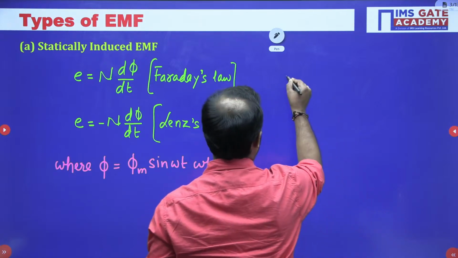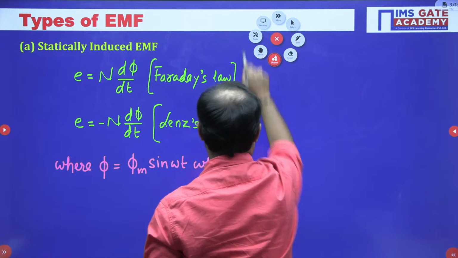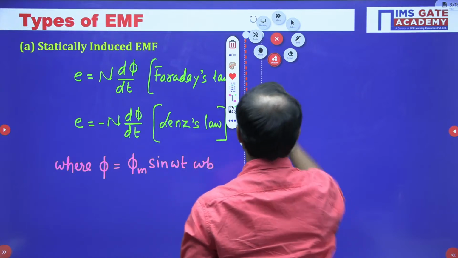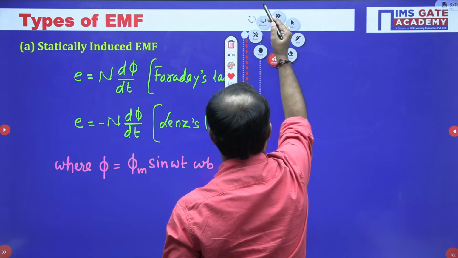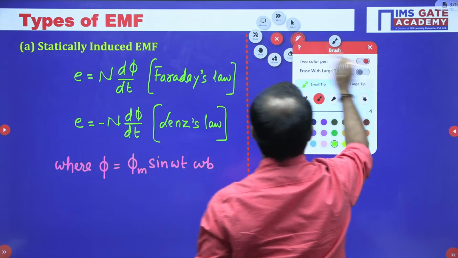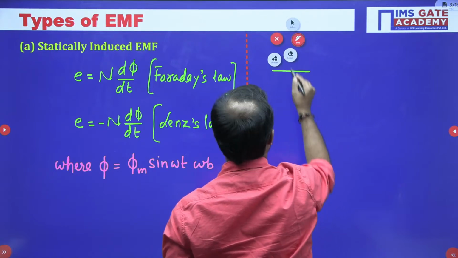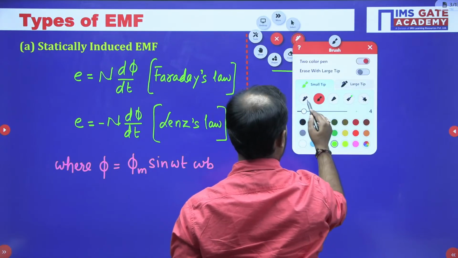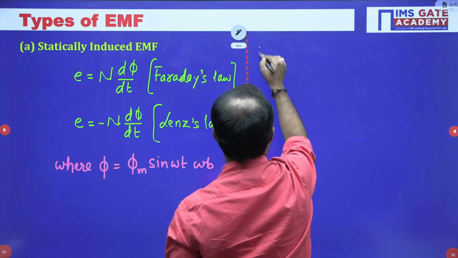So basically, suppose you have a coil like this, just a second, suppose you have a... okay, so let me take an example over here.